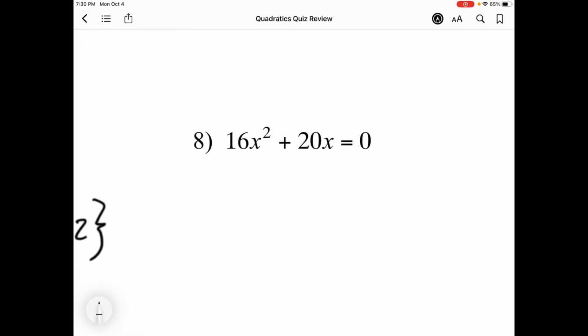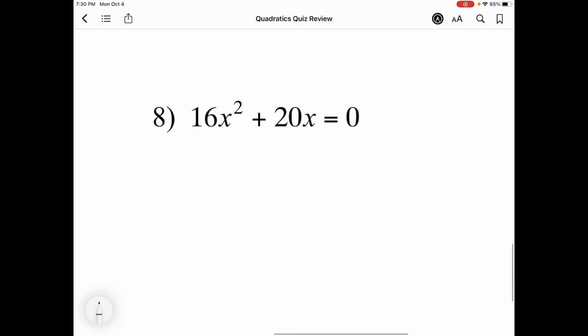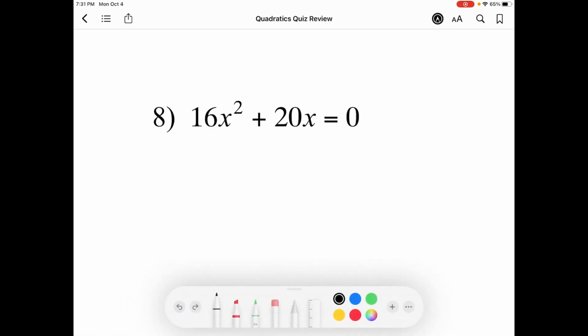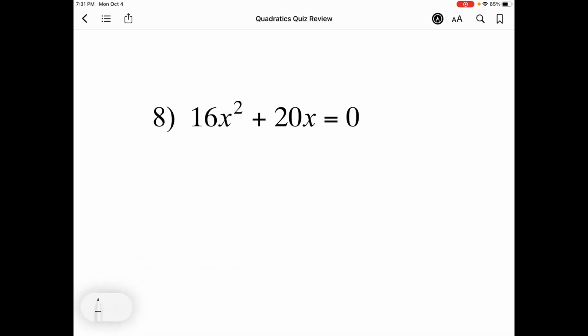Number 8 is really simple. For number 8, we're going to find the greatest common factor, right? There's no constant, so we can factor out an x. Both of our terms have x, and 16 and 20 are both divisible by 4. So we can factor out 4x, and then we write what's left over, dividing each term by 4x.